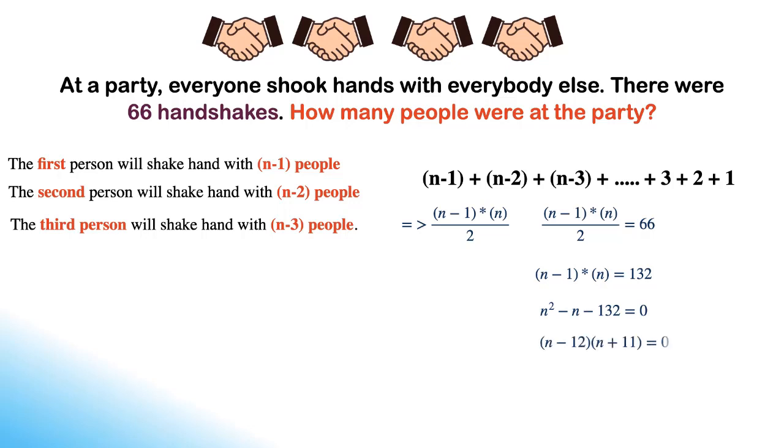After solving the quadratic equation, we get n minus 12 or n plus 11 equals 0. Here, either n equals 12 or n equals minus 11. Since the number of people can't be negative, n will be 12. Hence, there are 12 people in the party. By following these simple steps, we can solve this puzzle in less than 30 seconds.